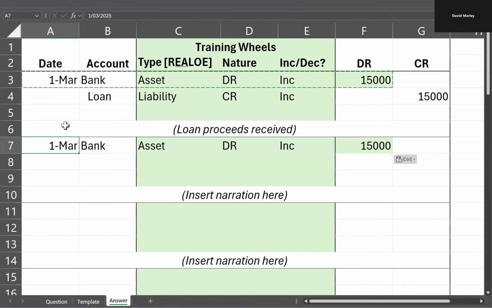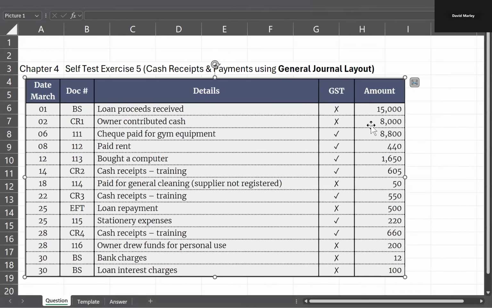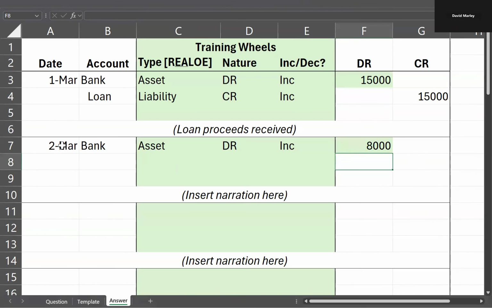All right. So 2nd of March, 8 grand. What else happened? Well, I need the why. So I've got the bank went up, but why? What was the source of the value? Some sort of equity account. In this case, we call it capital. So when the owner is putting in their own funds.